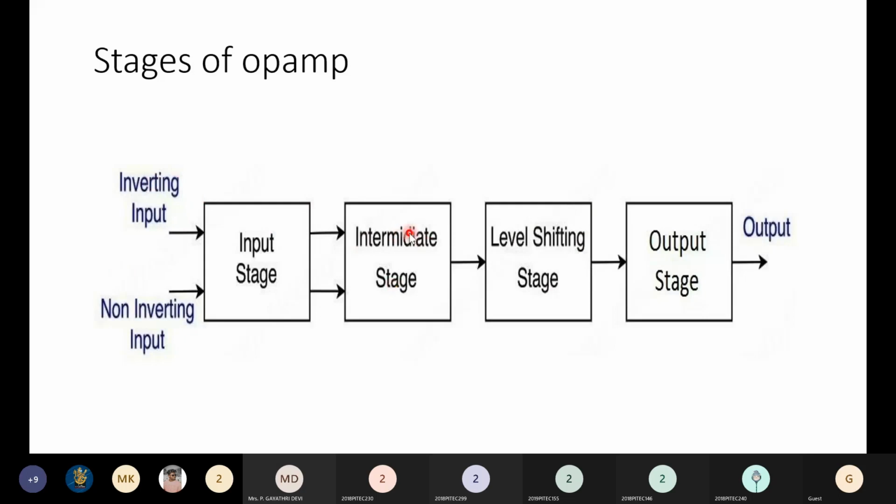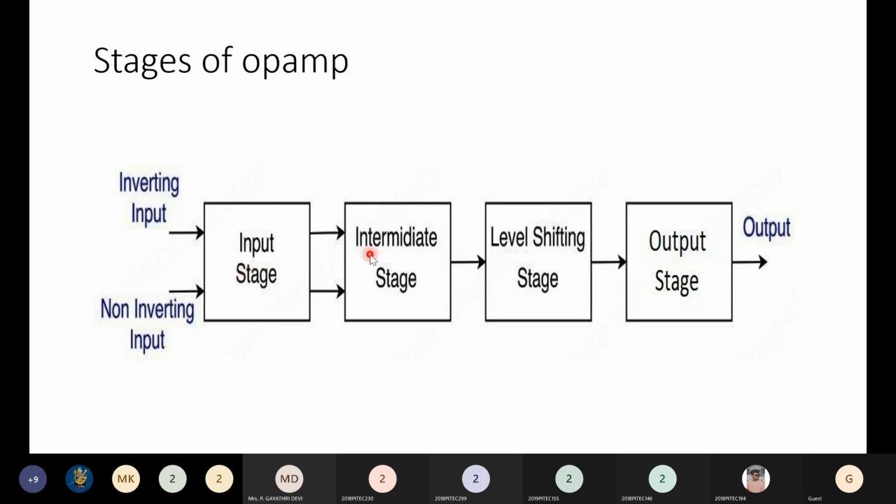Then comes the intermediate stage. The intermediate stage is again a differential amplifier, but this time we are going to use a dual input unbalanced output differential amplifier. The previous one is a dual input balanced output differential amplifier. The next one is a dual input unbalanced output differential amplifier. Okay. So the purpose of this differential amplifier again in the second stage is to increase the voltage gain. We all know one more important characteristic of a differential amplifier is it will provide high voltage gain. So in the input stage itself, it satisfies two purposes. One is it provides high input impedance, and the second one is it will provide high voltage gain.